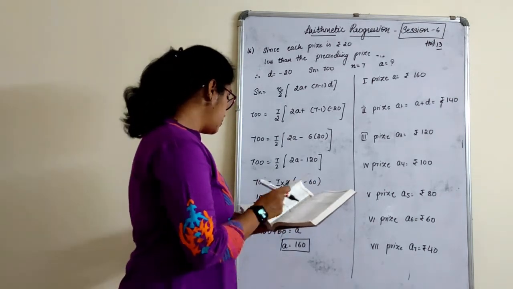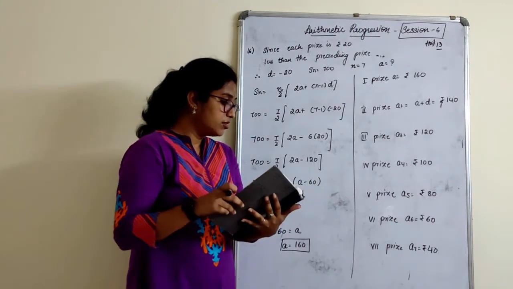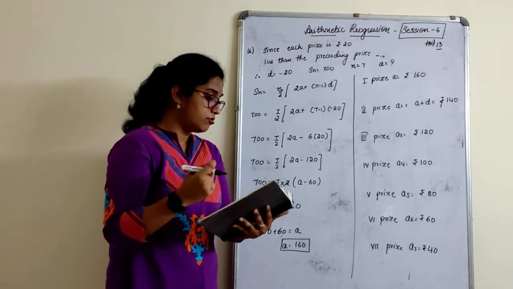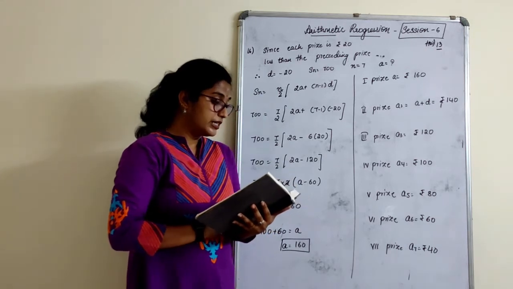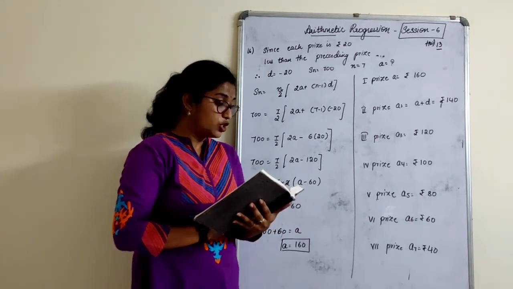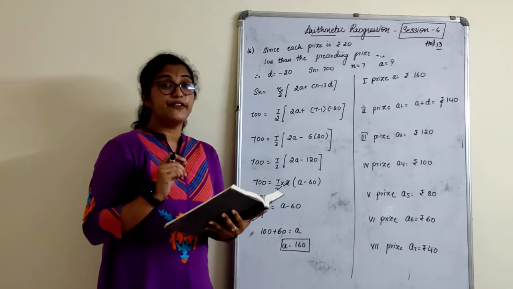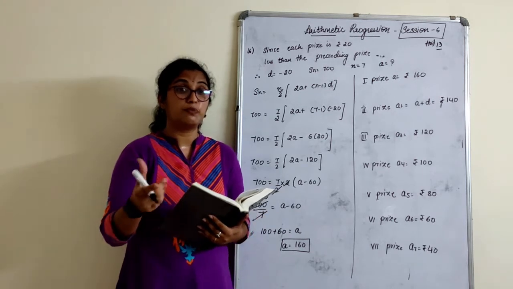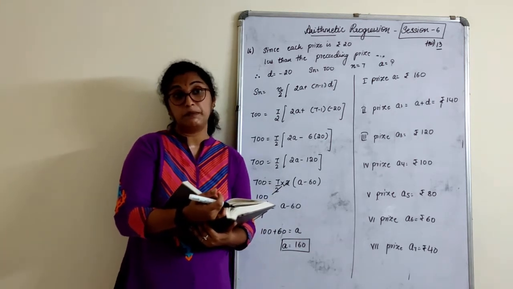We'll start with the next one. There are all verbal sums only here. In a school, students thought of planting trees in and around the school to reduce air pollution. It was decided that the number of trees that each section of each class will plant will be the same as the class in which they are studying. That means if you are studying in class 10, you have to plant 10 plants. If you are studying in class 9, you have to plant 9 plants.